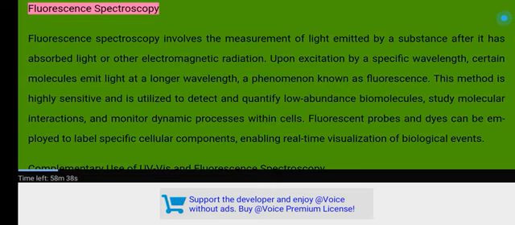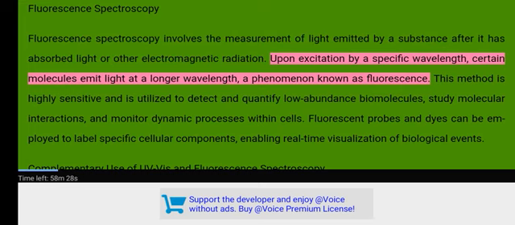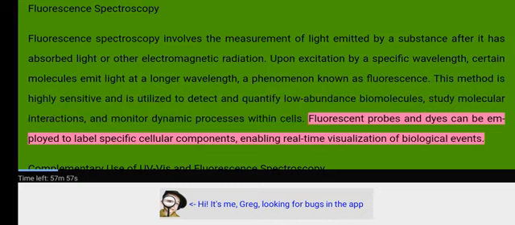Fluorescence spectroscopy. Fluorescence spectroscopy involves the measurement of light emitted by a substance after it has absorbed light or other electromagnetic radiation. Upon excitation by a specific wavelength, certain molecules emit light at a longer wavelength, a phenomenon known as fluorescence. This method is highly sensitive and is utilized to detect and quantify low-abundance biomolecules, study molecular interactions, and monitor dynamic processes within cells. Fluorescent probes and dyes can be employed to label specific cellular components, enabling real-time visualization of biological events.